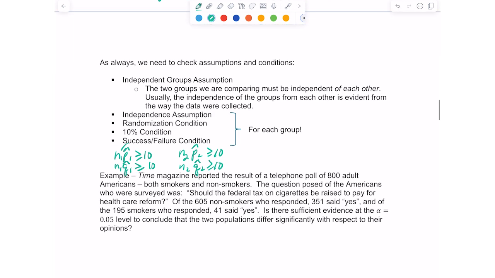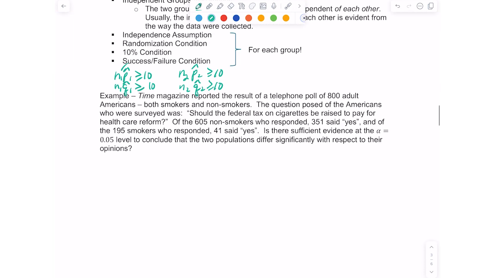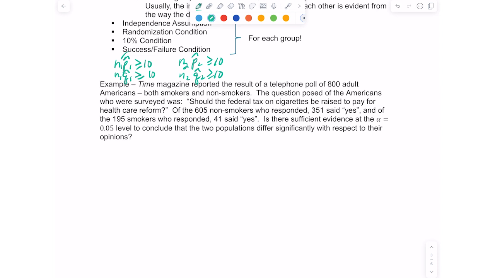That's the end of this video. In the next video, we're going to actually look at how to perform a hypothesis test. So we're going to apply what we learned in the past couple chapters to comparing two proportions. So stay tuned.